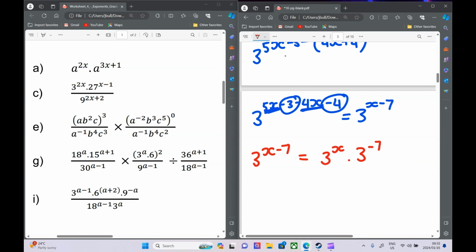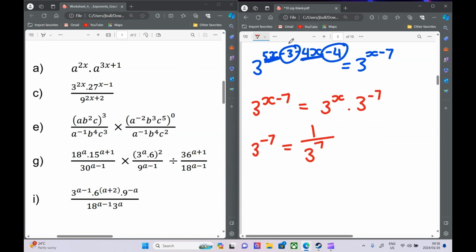And then another law is if I have 3 to the minus 7, I can rewrite that as 1 over 3 to the positive 7. Okay, so that's how I get my positive exponents. So in the end, instead of having this as our answer, our answer is going to be 3 to the x over 3 to the 7. And that is going to be our final answer there.